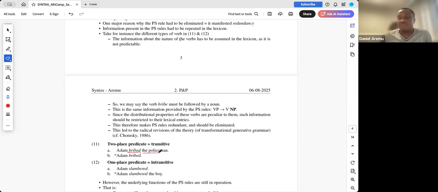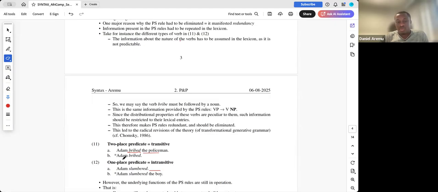So usually transitive verbs are two-place predicates, while intransitive verbs like slumber are one-place predicates because they don't take any object. It only has a subject. And then we have three-place predicates. Those are the ditransitives, right? So Adam gave the book to Sam. You have three DPs or three NPs, three arguments with that verb give. So different predicates. Now, in 11a, you have a two-place predicate, which is bribe.